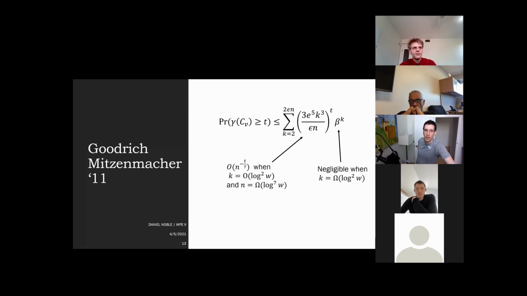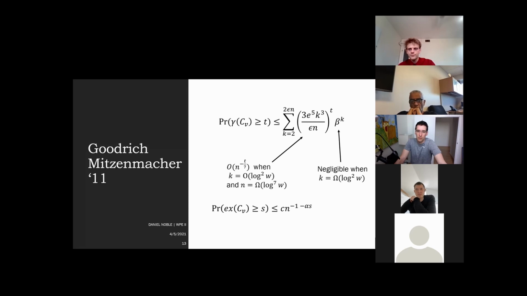And the term on the left, so if we say that n is omega log to the 7w, then k cubed over n will be, if k is then order log squared w, then the term on the left will be order n to the negative t over 7. And so then they're able to show from this that the probability that the excess of a component is greater than or equal to s is less than or equal to c n to the negative alpha s. C and alpha are constants.